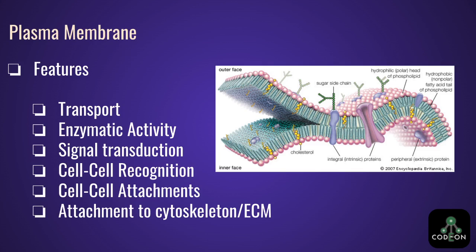And then cell-to-cell attachments are not to be confused with cell-to-cell recognition. Cell-to-cell attachments are various structures like desmosomes that you don't have to know at this point because they are very deep and detailed. But for now, just know that there are cell-to-cell attachments and also attachments to the cytoskeleton, as we touched upon earlier, and the extracellular matrix. So these different proteins within the extracellular matrix, such as collagen, are also attached through this plasma membrane.